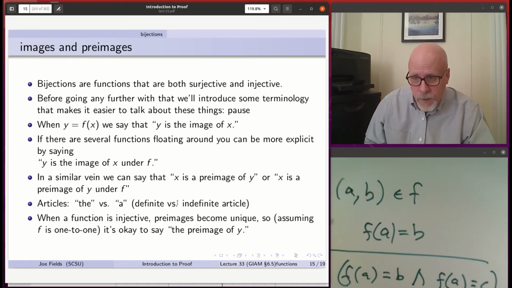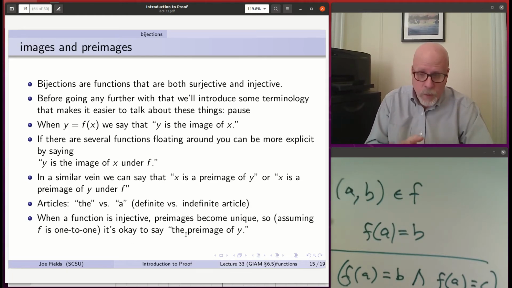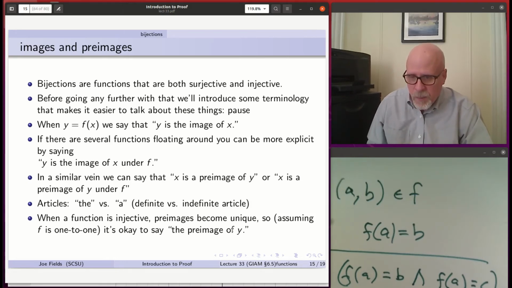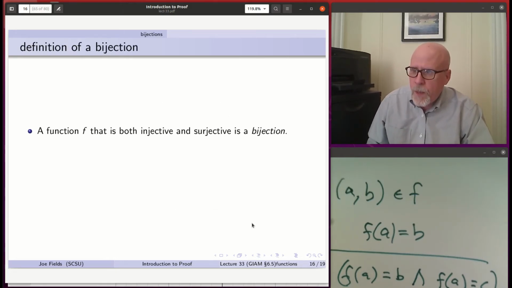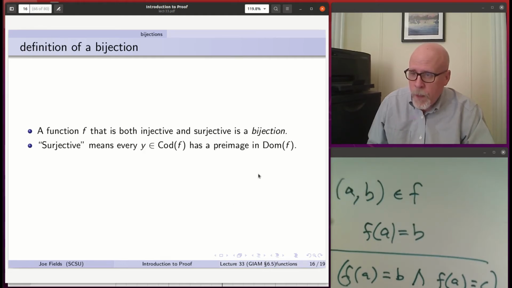But when you have this injectivity property, preimages become unique. So assuming f is 1 to 1, now you can talk about the preimage of y. All right, a function that is both injective and surjective is a bijection. I said that already, but I just wanted to have it on the same slide.